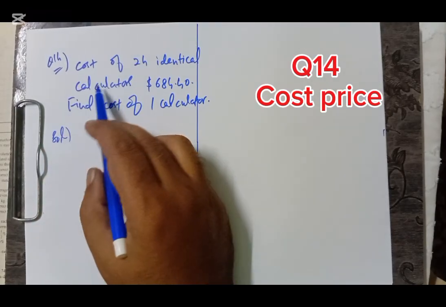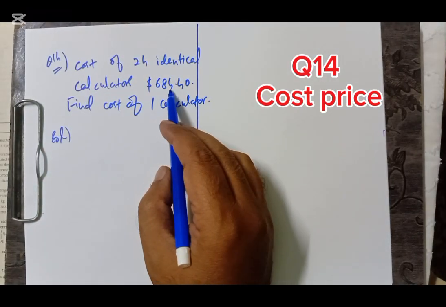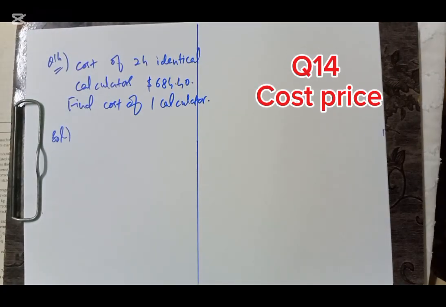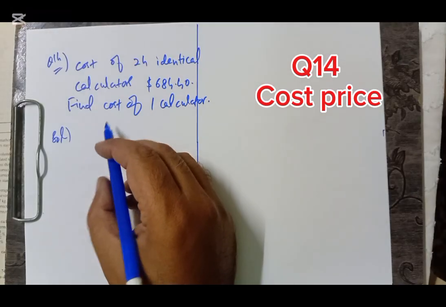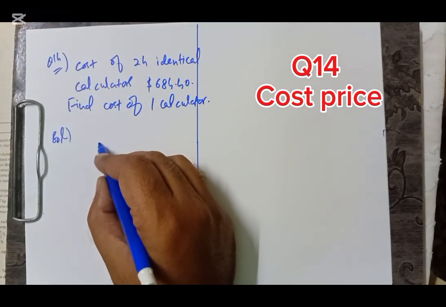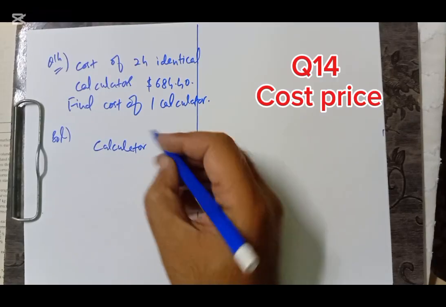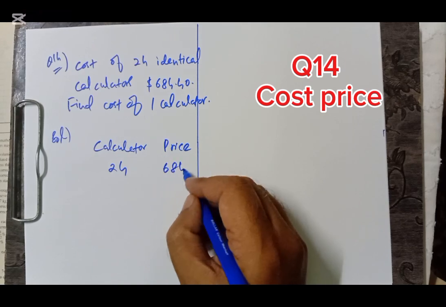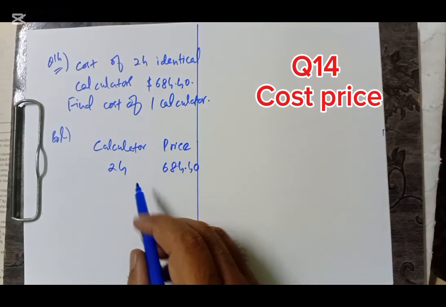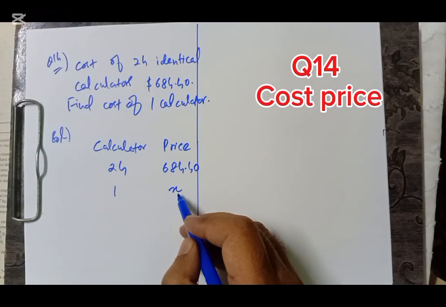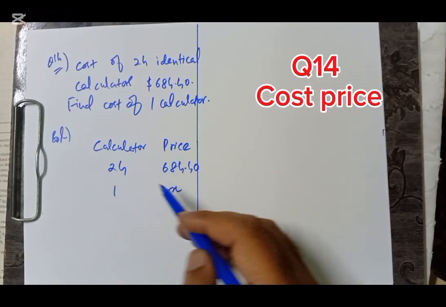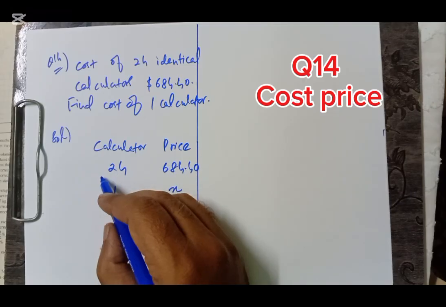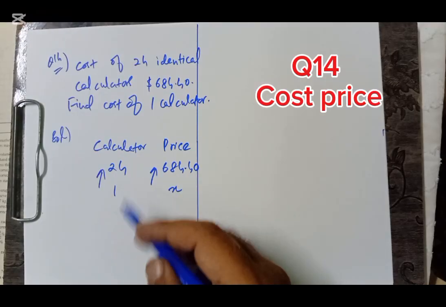Question number 14 says the cost of 24 identical calculators is $684.40. Find the cost of one calculator. This can also be done with the help of the ratio proportion method. If I make two columns of number of calculators and price, the price of 24 calculators is given to me, that is 684.40, and I need to find the cost of one calculator. So let's say the price is X. Again, there is a direct proportion between these two values. As the number of calculators is increased, the price will also be increased. So both the arrows should be in the same direction.